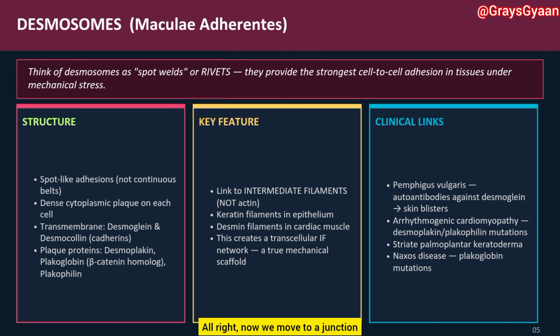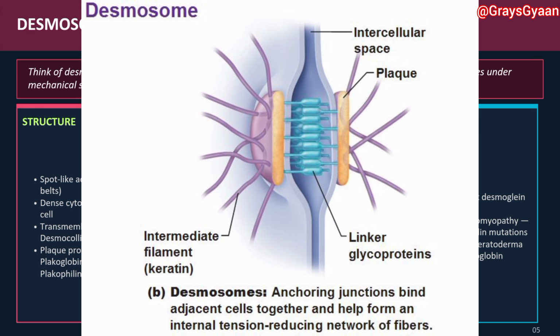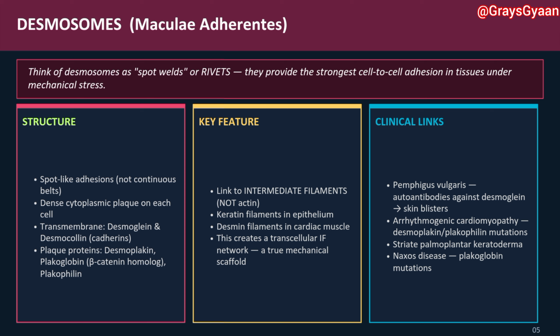Alright, now we move to a junction that is an absolute exam favorite, the desmosome, also known by its beautiful Latin name, macula adherens, meaning spot of adhesion. And that name is perfect. Because unlike the tight junction and zonula adherens, which form continuous belts, desmosomes are spot-like. They look like rivets or spot welds scattered across the lateral surfaces of cells.